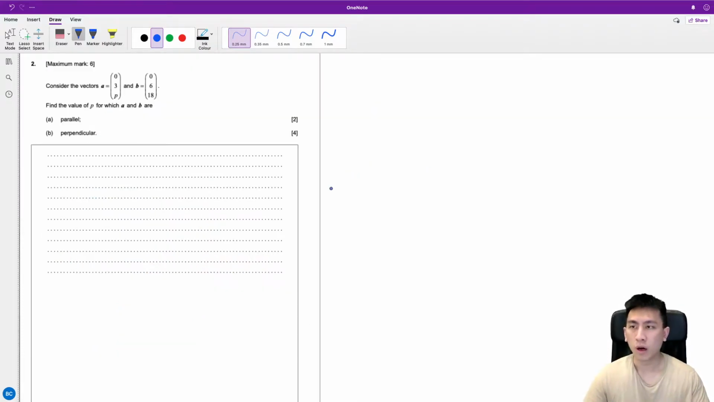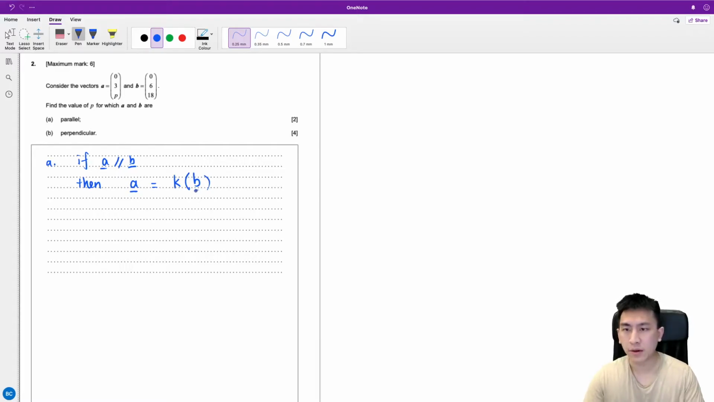That's good enough. Alright, question 2, a vector problem, but I think this is another very straightforward one. They gave you 2 vectors, A and B. One is (0, 3, p), the other one is (0, 6, 18). Find the value of p so that they are parallel. By now you know, if A is parallel to B, then A would just be a scalar multiple of B, meaning they have the same direction. Then it's very straightforward. You can just write (0, 3, p) equals k times (0, 6, 18).